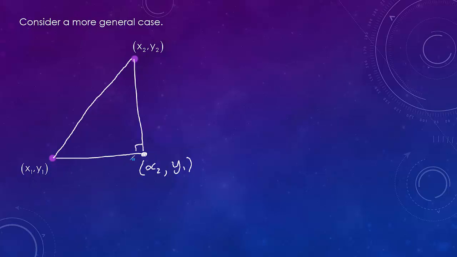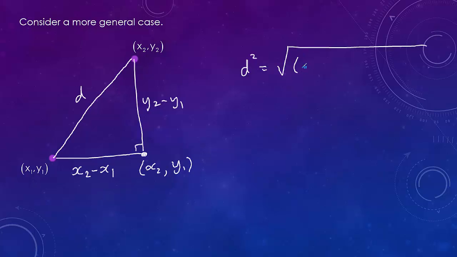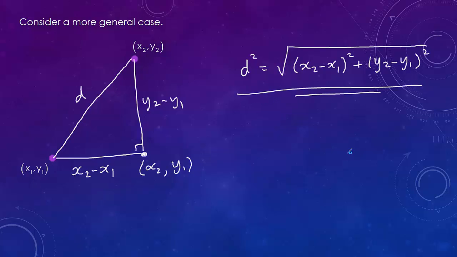So the distance across here would be the difference in the x-coordinates, which will be x2 minus x1. The distance along here would be the difference in the y-coordinates, y2 minus y1. And if we call this d, then using Pythagoras, d would be the square root of (x2 minus x1) all squared plus (y2 minus y1) all squared. So that gives us a formula for the distance between 2 points.